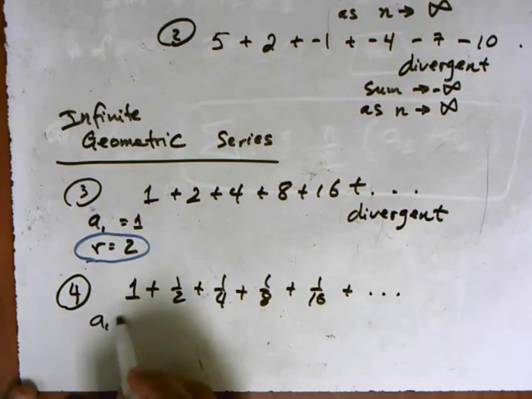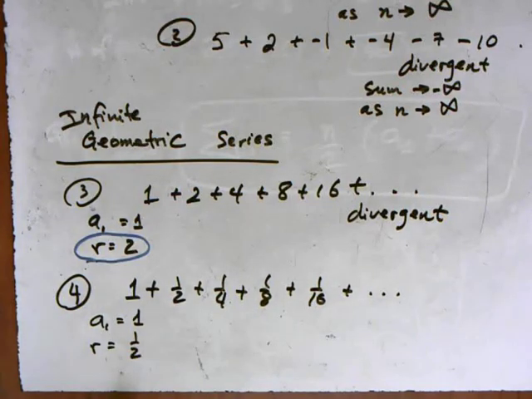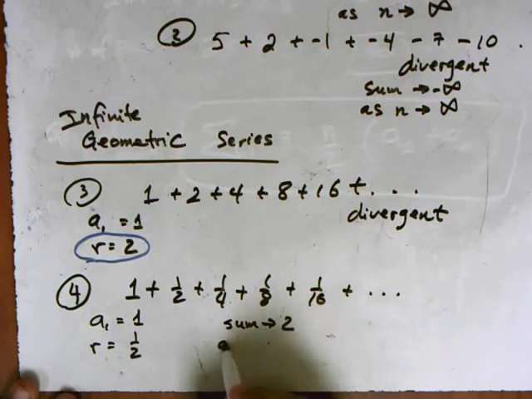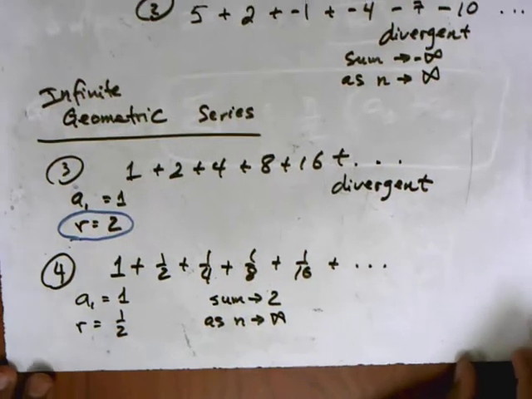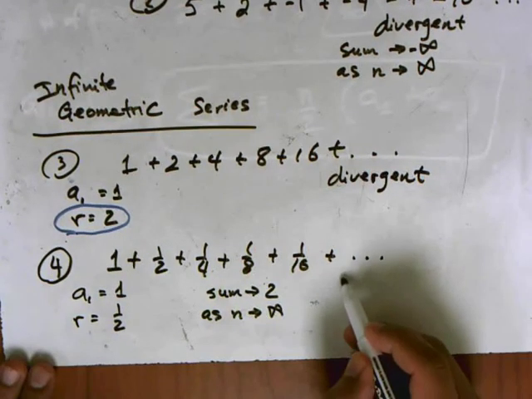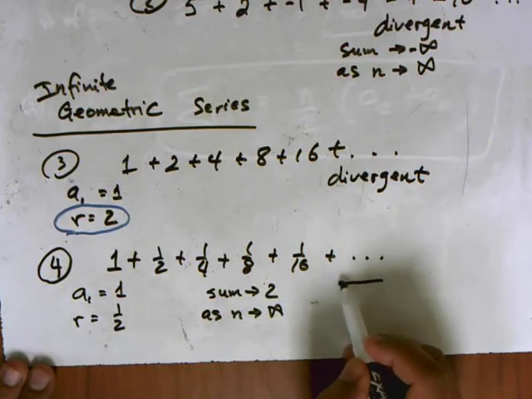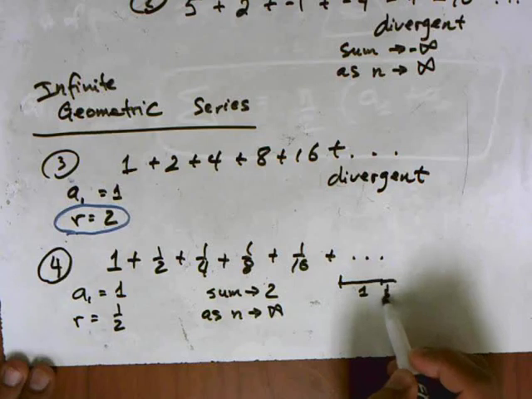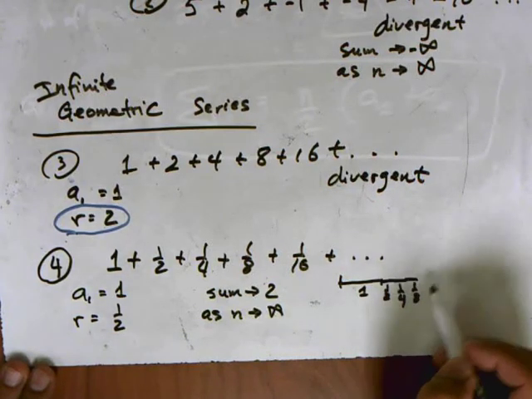And in this case, a sub 1 equals 1, r is equal to 1/2. And if you keep on going like this, eventually you're going to approach 2. So the sum will approach 2 as n approaches infinity. And I'll explain this visually. So let's say we'll call these units here. So we start out with a distance of 1 unit, and then after that we add to it 1/2 of a unit, and then after that we add to it 1/4 of a unit, and then after that we add 1/8 of a unit.